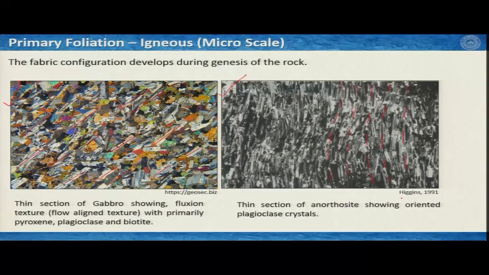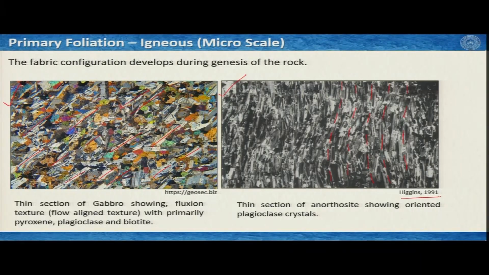The authors of this paper, in particular Higgins 1991, suggested that during the formation of this rock, anorthosite, the batch magmas got emplaced in the system, and while they were being emplaced, the boundary layers got highly sheared, and while they are getting sheared, these crystals either grew along the shearing direction, or the old long plagioclase laths oriented themselves along the shearing direction.